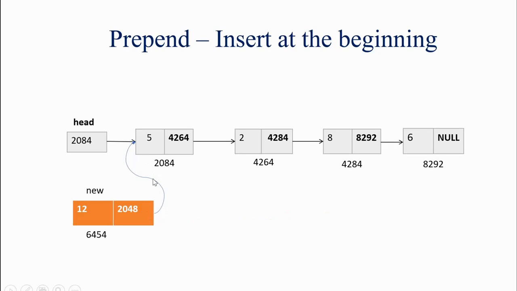Now, new node is the first node, so head should point to the new node. So, give head equal to new. Now, head is updated with address of new node and head points to the new node.